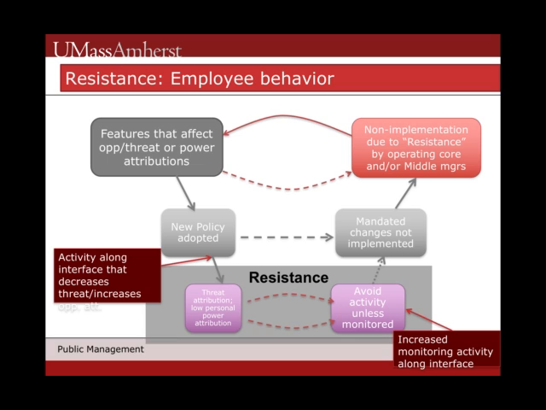So in essence, what you're going to explain is resistance by the operating core and or middle managers. However, resistance is not the full explanation, right? It's really this set of things where you have features that affect opportunity and threat, and the absence of activity that is either increasing the monitoring or decreasing threat or increasing power.